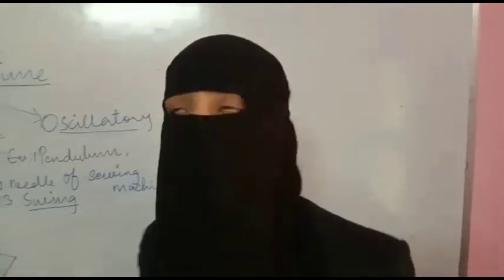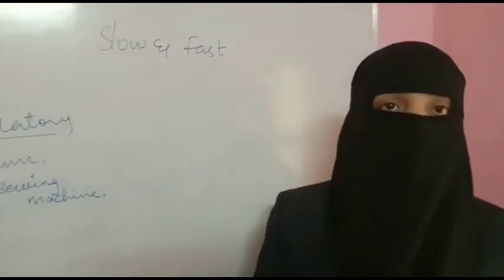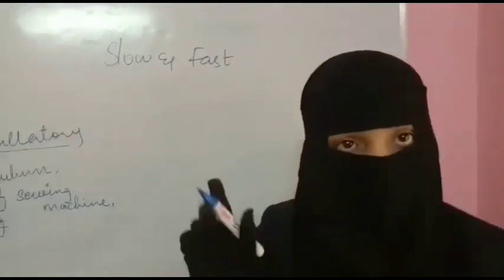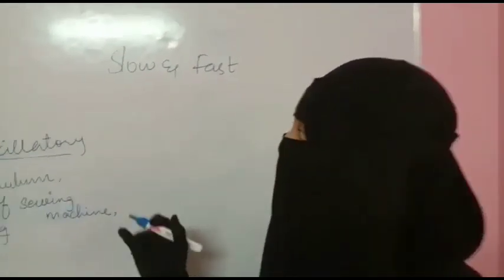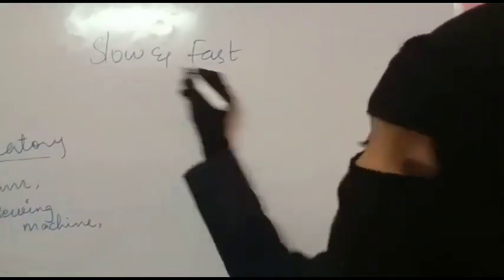Motion can be either slow or fast. How can you identify whether a motion is slow or fast? Can you say that a person is fast or slow by using only one thing? No, you can't. Always we need a comparison to know whether a motion is slow or fast.